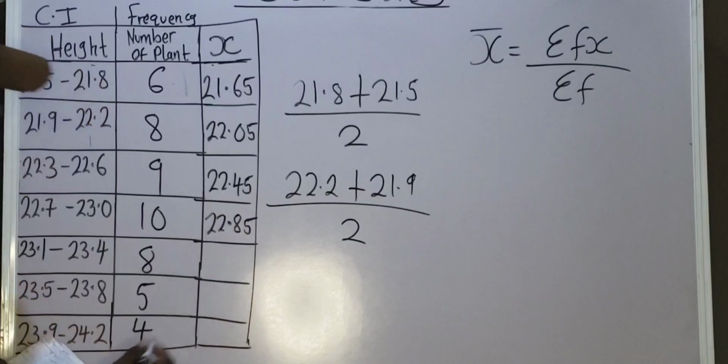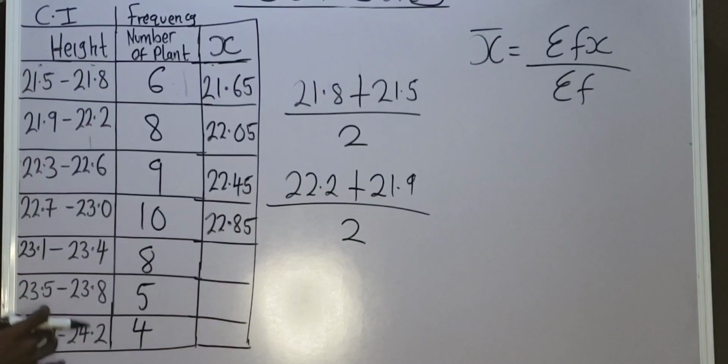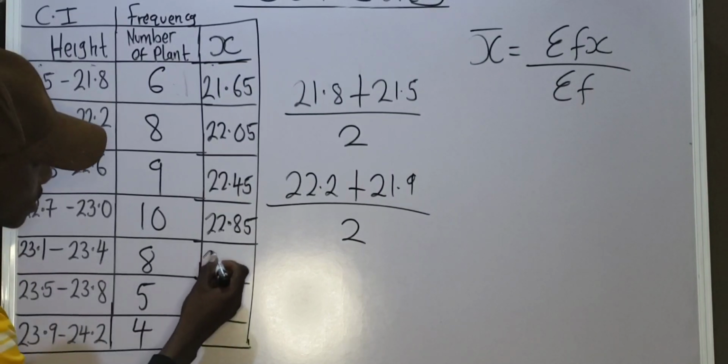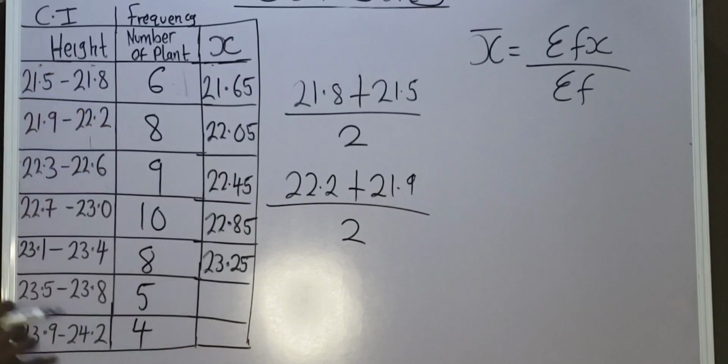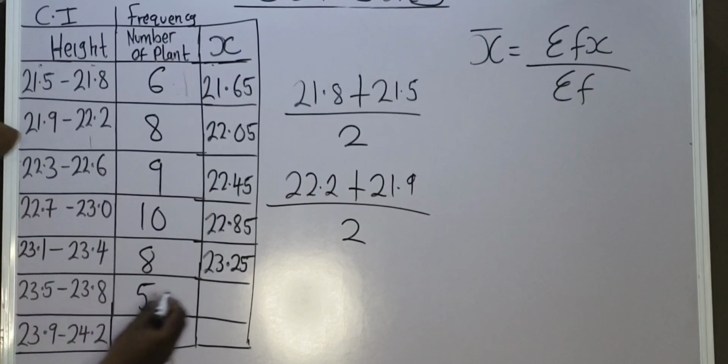Okay, so let's get the value of x for this cell. That will be 23.4 plus 23.1 divided by 2, that is 23.25. Okay, let's get the value of x for these cells. That is 23.8 plus 23.5 divided by 2. That is 23.65.